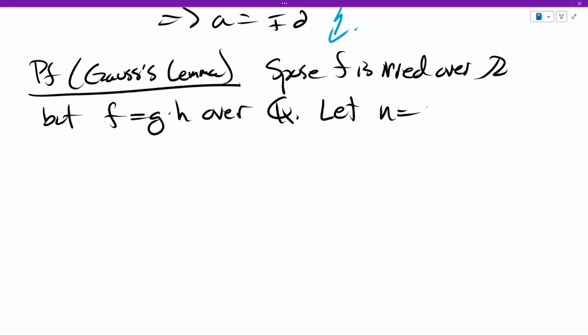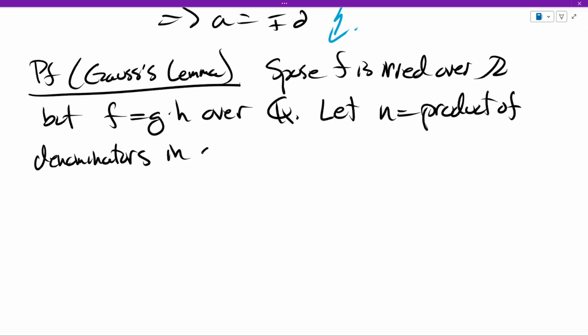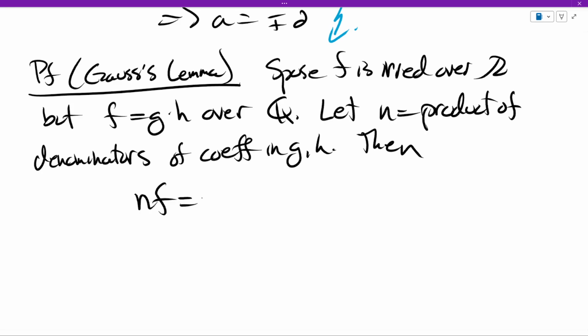Let's let N be the product of the denominators of the coefficients in G and H. So I list out all the denominators and compute their product. That's again an integer, and I'm going to call the integer n. It's a non-zero integer. Then nF is nGH.